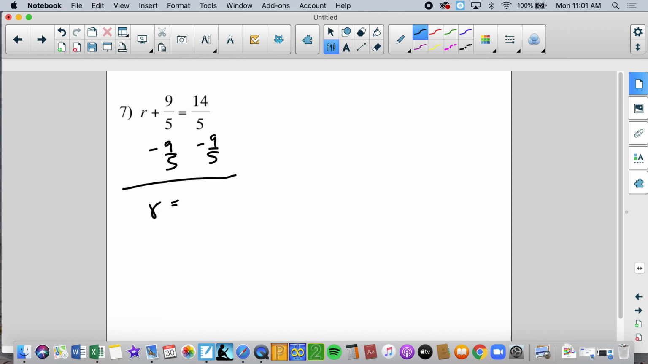Here, let's subtract 9/5, subtract 9/5. We have common denominators. So 14 minus 9 is 5/5, and we would have to simplify that. That is not considered an improper fraction. That's just not simplified.